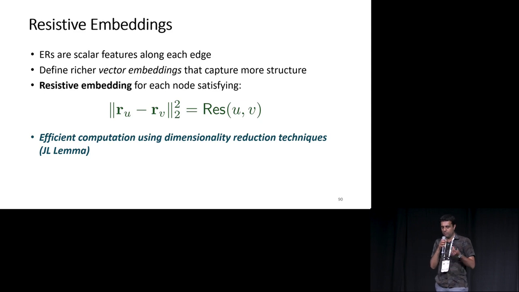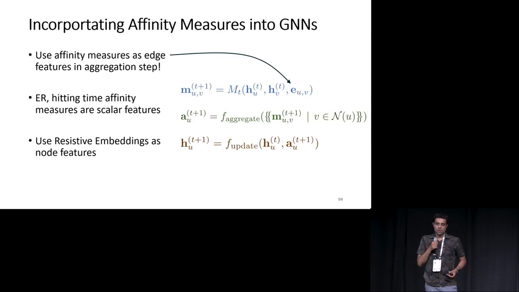Okay, so effective resistance and hitting time are scalar values. We also have something called resistive embeddings. These are vector-valued features, and they satisfy this interesting property that the L2 squared distance between the embeddings of two nodes is equal to the effective resistance. So in some sense, they're richer than just the scalar values. Okay, and as I mentioned, you can incorporate these into the edge or node features.